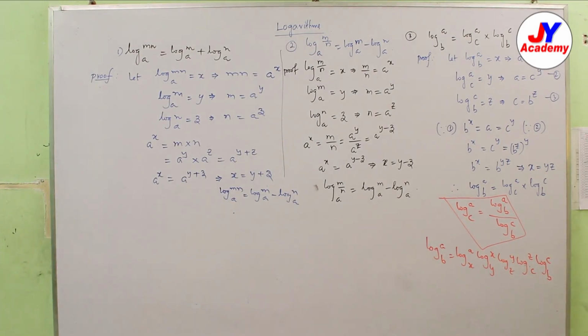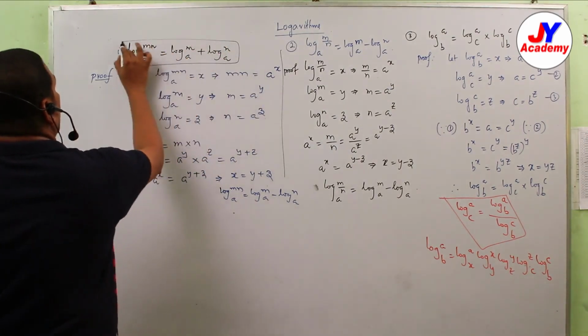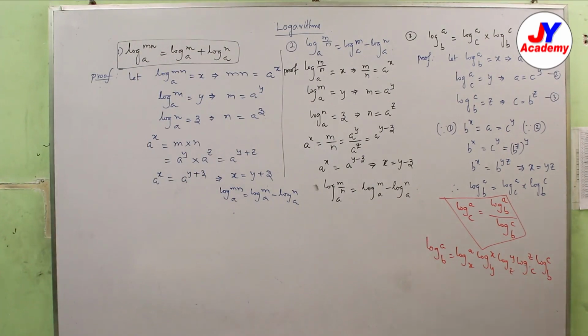Once go through and write down. This is the first application. Log mn base a is equal to log m base a plus log n base a.